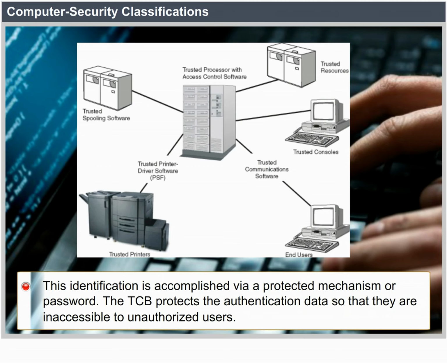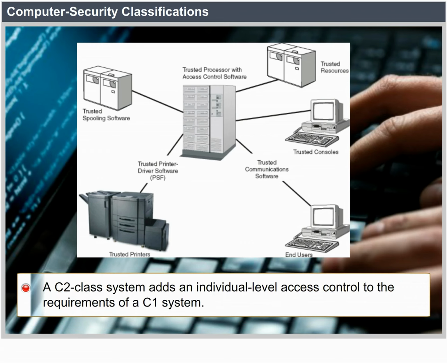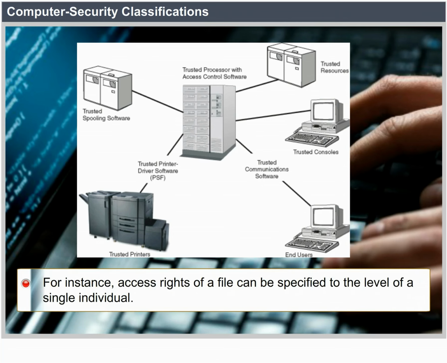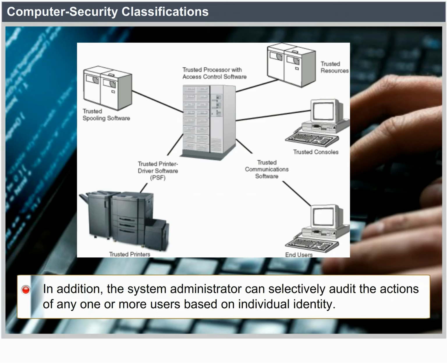A C2 class system adds an individual level access control to the requirements of a C1 system. For example, access rights of a file can be specified to the level of a single individual. In addition, the system administrator can selectively audit the actions of any one or more users based on individual identity.